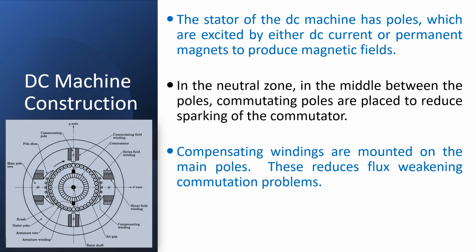Then in the neutral zone, in the middle between the poles, we have commutating poles that are placed to reduce the sparking in the commutator. So in this figure, we have here the main poles, and in between those poles we have the commutating poles, and the purpose of this is to reduce the sparking in the commutator. Then compensating windings are mounted on the main poles, and this reduces flux weakening and commutation problems.